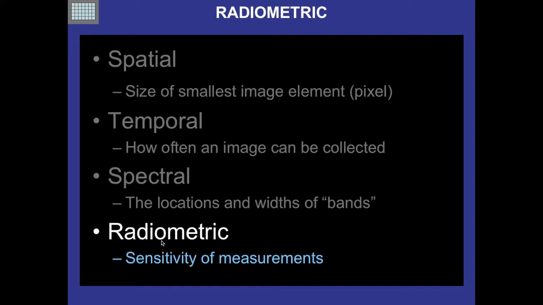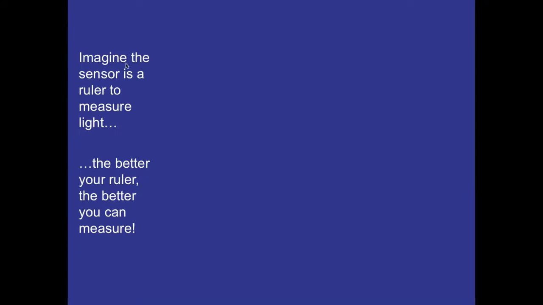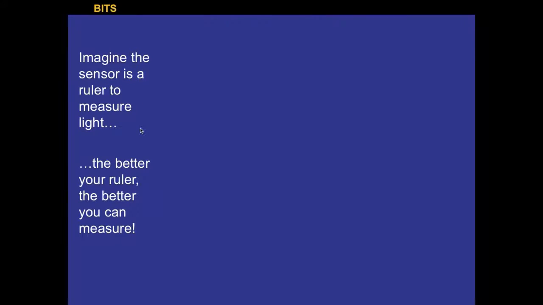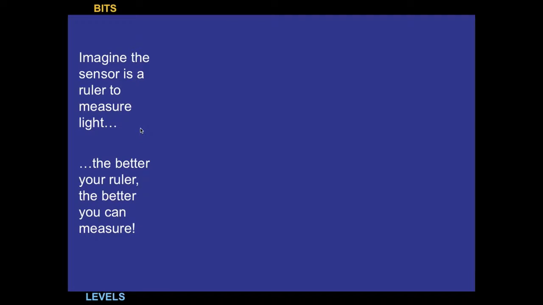We can think of radiometric resolution as the sensitivity of the measurements that are taken. Now, what does that mean? Imagine the sensor is a ruler to measure light. The better your ruler, the better you can measure. So for example, the images that are being collected are in different bits. These are computer files which have different levels.